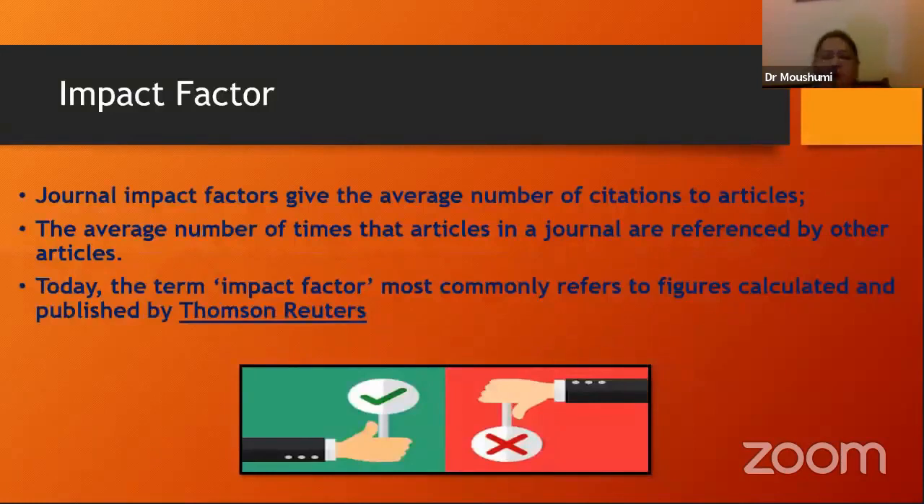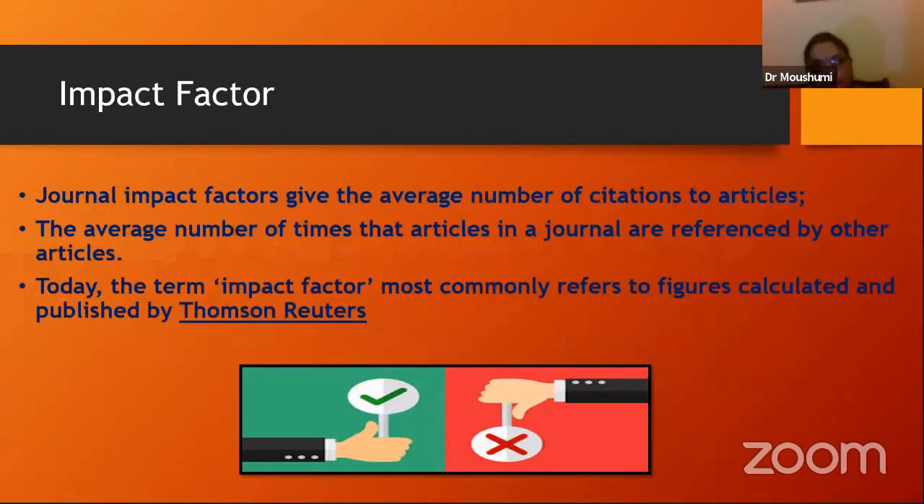Now, impact factor, all of us know about impact factors. It's a very common thing. Whenever you go for a journal publication, you ask, what is the impact factor? But what is this impact factor? Impact factor actually gives the average number of citations for an article, the average number of times that an article in the journal has been cited by others. Today, the term impact factor most commonly refers to a particular figure. You will see there will be a particular figure.